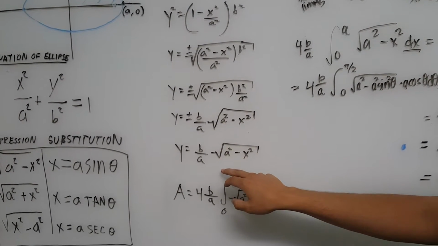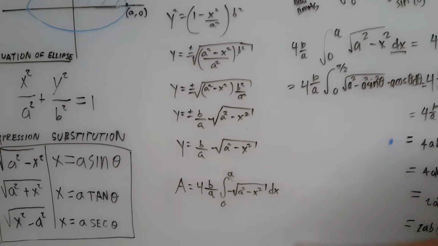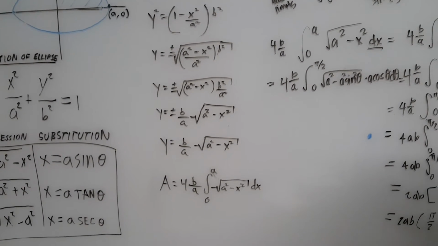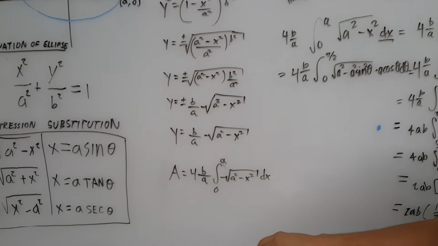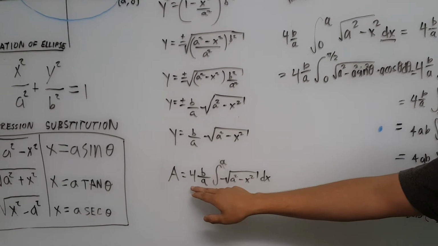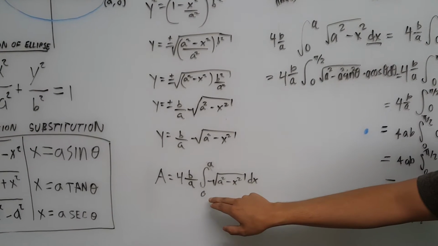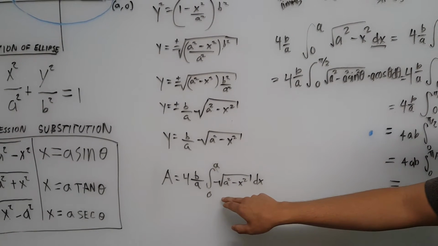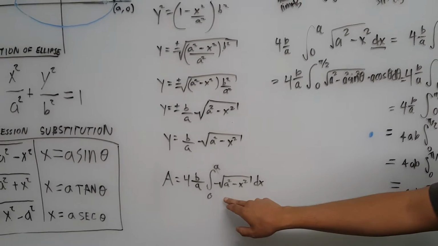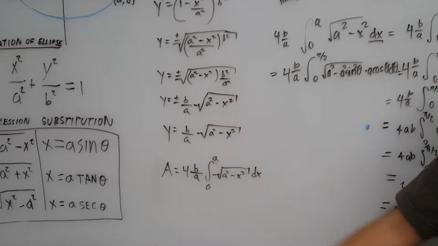Right, and then we're going to find the area for it. And because the ellipse is symmetric with respect to both axes, the total area A equals 4 times b over a times the integral from 0 to a of the square root of a squared minus x squared. And now I'm going to pass it off to Hope. She's going to show you some more.